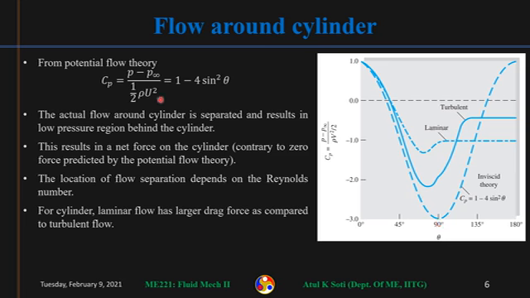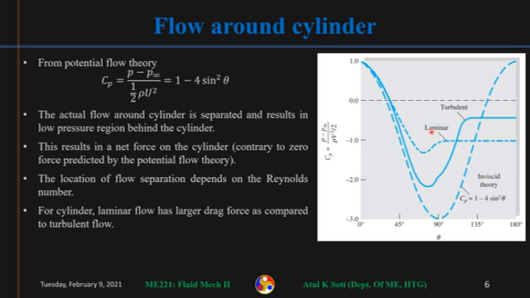So from potential flow theory, we get a symmetric pressure distribution, and therefore this will result in zero net pressure force on the object in any direction. So therefore for a cylinder from potential theory, you'll get that lift and drag forces are zero.